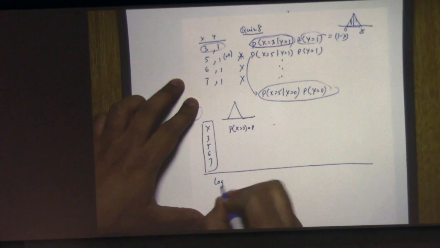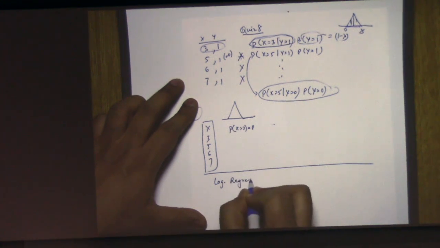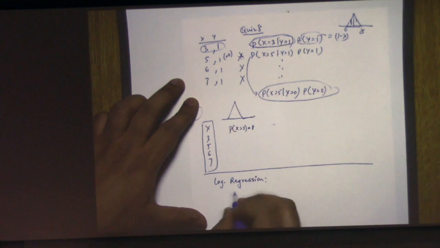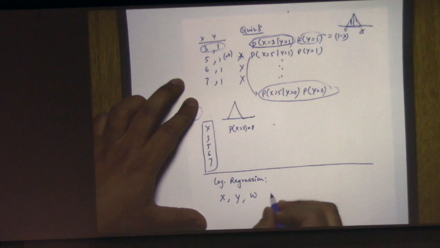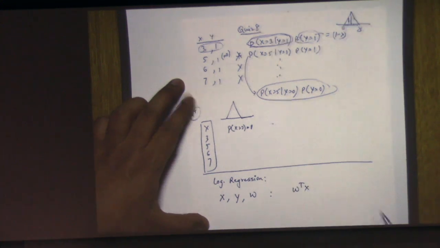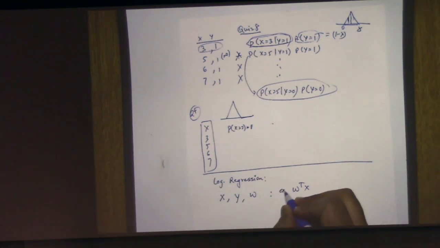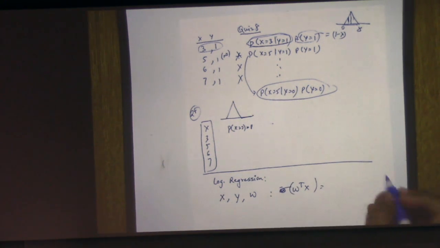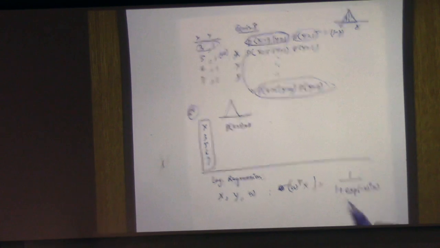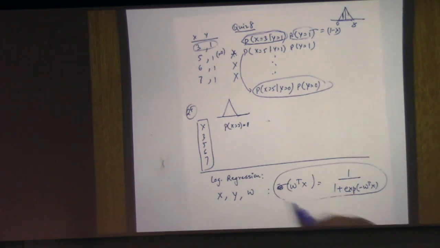So logistic regression is you're given X, you're given a Y, and you're given a W. So you compute W transpose X. Now this value will be anything, right? It will be a real number, but then you compute the sigmoid of this, which is nothing but 1 over 1 plus exp of minus W transpose X, right? And this value is guaranteed to be between 0 and 1.